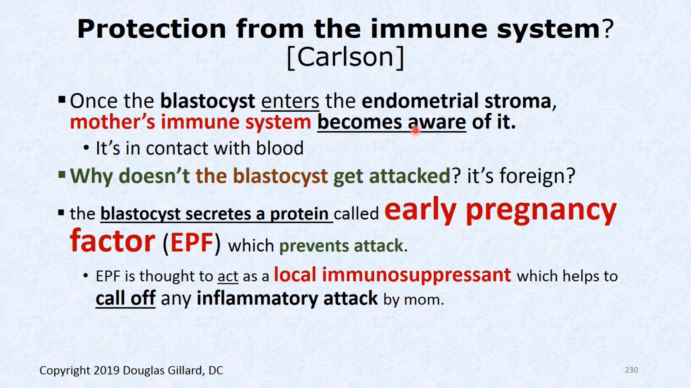So once the blastocyst enters the endometrial stroma, mom's immune system spies it. And it wants to kill it, but it can't. So why doesn't it attack? Why doesn't it get destroyed by mom's immune system? There's something called EPF that's secreted from the blastocyst. There are some proteins, some genes that are turned on when it starts to implant, and they release like a cloud around it, an early pregnancy factor. And that's what's thought to act as a local immune suppressant.